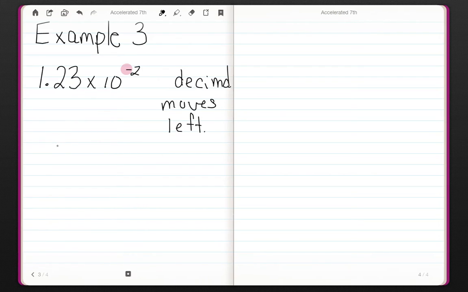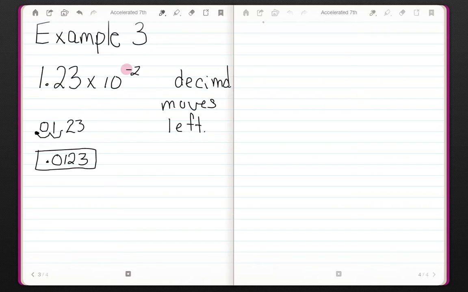So if I have 1.23, I'm going to move that decimal 2 places this time to the left, 1, 2 places to the left, and I'm going to put a 0 as my placeholder in the tenths place. So my answer here would be 0.0123. Okay? So this then is less than 1. Again, moving my decimal to the left.